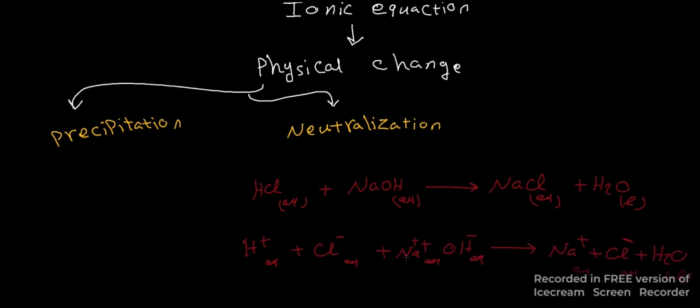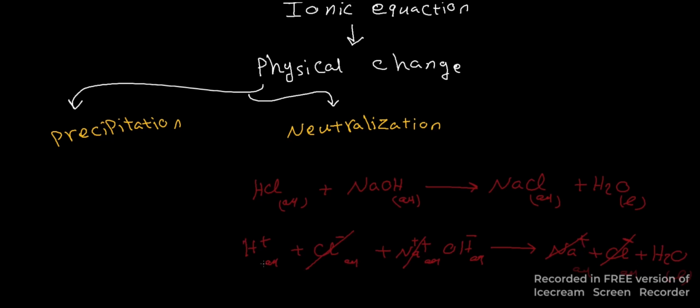Now it's time to ask myself the second question. Which of these ions are not involved in the reaction? They stayed as they are. I have Na positive, Cl negative. They are not involved in the reaction. I can call them spectator ions. They watch the reaction without being involved.